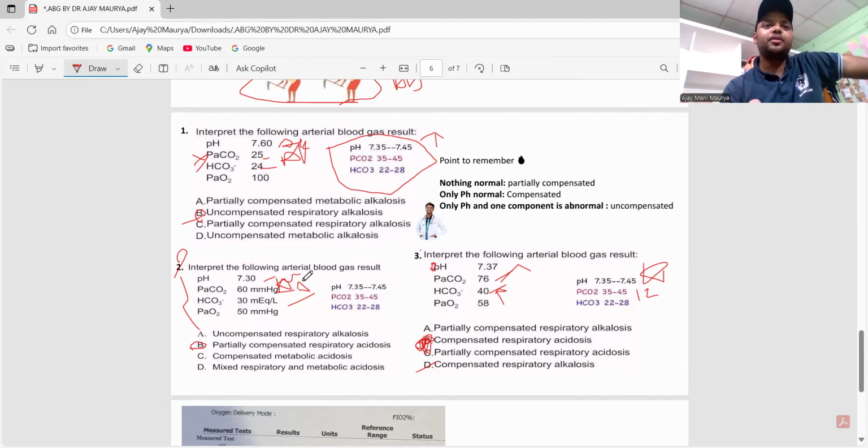How are you going to tell? Because CO2 is how much? Normal is 35 to 40 to 45, so here it is much more. But see here, bicarb is only 30. It means it is only increased by 2. But the more increased one is CO2 here. It is a respiratory acidosis.